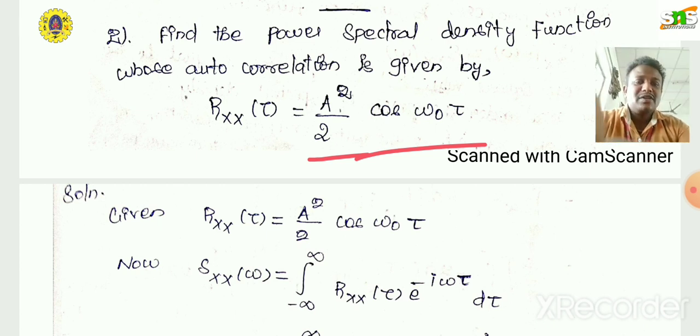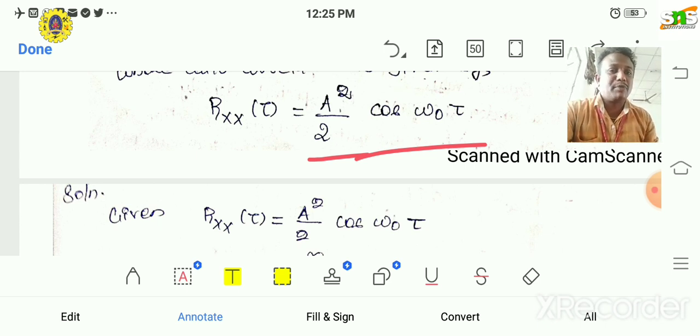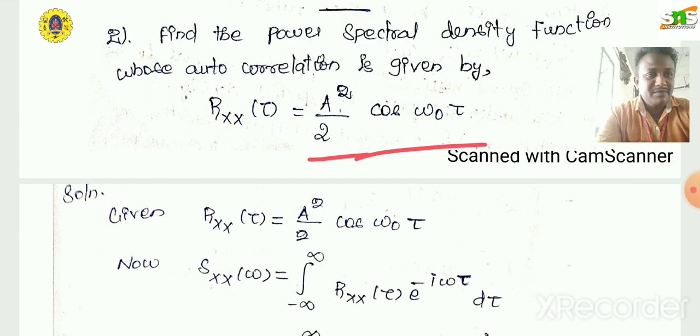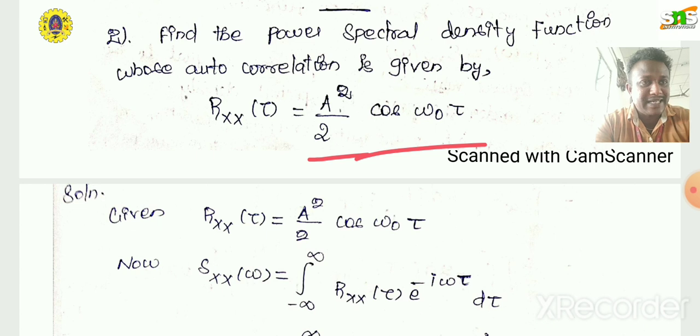So listen. To find out power spectral density, we need to know what is autocorrelation. In our previous video, we solved a problem of the same type where autocorrelation is given with some interval, and with the help of that interval we solved the problem easily. Now look at this problem. In this problem, the interval is not given. So if the interval is not given, how do we find the power spectral density function by help of autocorrelation? That is what we are going to see in this video.